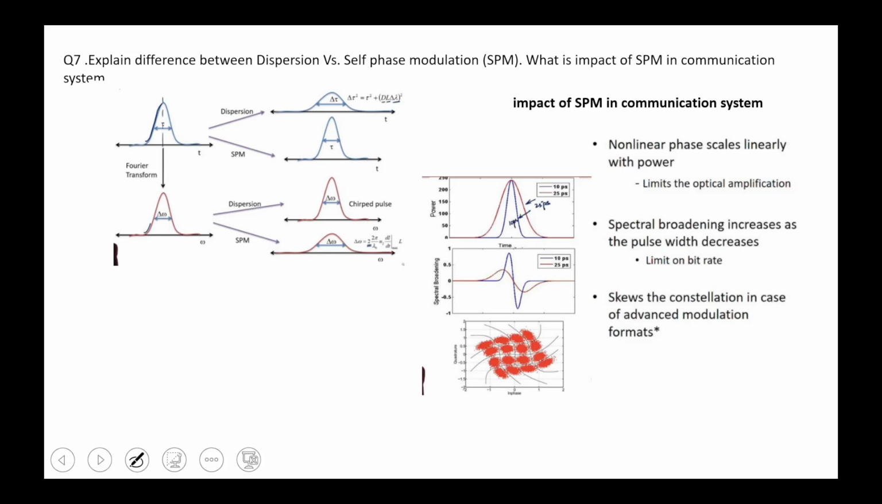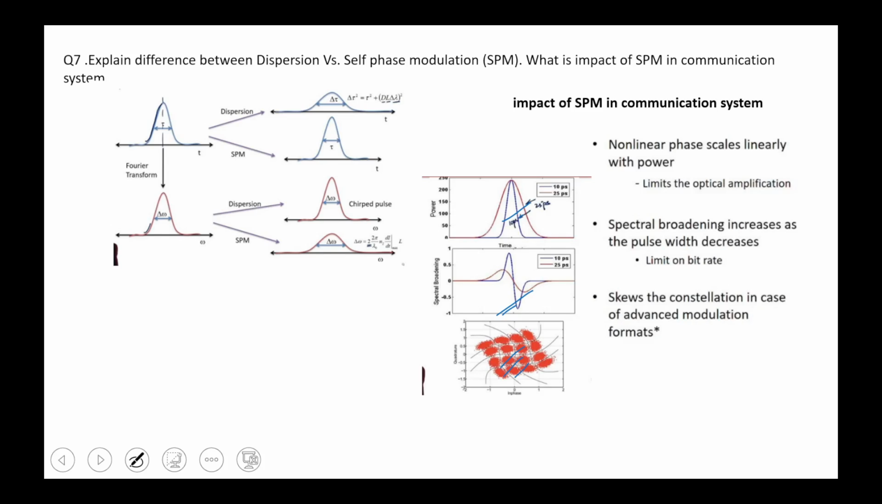Explain the difference between dispersion versus self-phase modulation. What is the impact of SPM in communication? Self-phase modulation is a nonlinear phase effect. It varies with the power, limits optical amplification, and spectral broadening increases as the pulse width decreases, limiting the bit rate. It skews the constellation in the case of advanced modulation. This is the skew in the constellation diagram. This is the spectral broadening that limits the bit rate, and this is the nonlinear effect in that case.